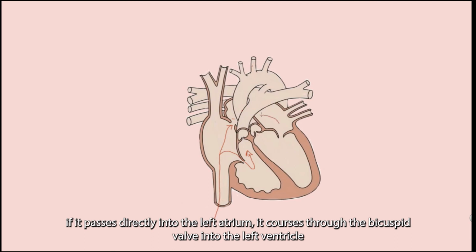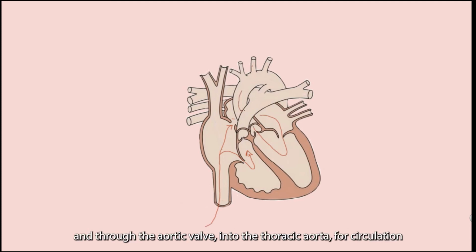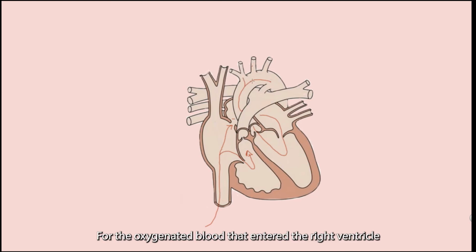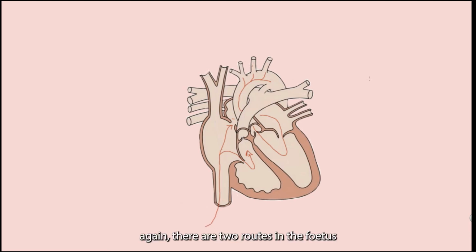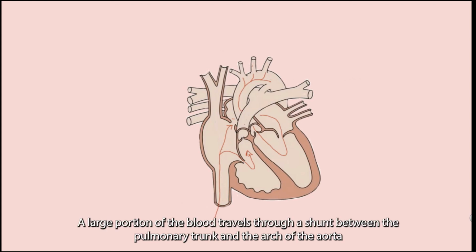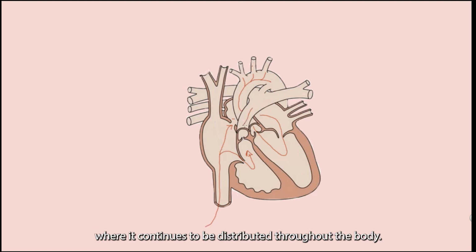If it passes directly into the left atrium, it courses through the bicuspid valve into the left ventricle and through the aortic valve into the thoracic aorta for circulation. For the oxygenated blood that entered the right ventricle, the blood passes through the pulmonary valve into the pulmonary trunk. Again, there are two routes in the fetus. A large portion of the oxygenated blood travels through a shunt between the pulmonary trunk and the arch of the aorta, where it continues to be distributed throughout the body.